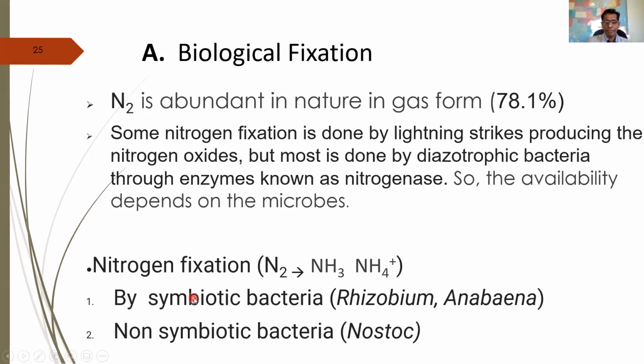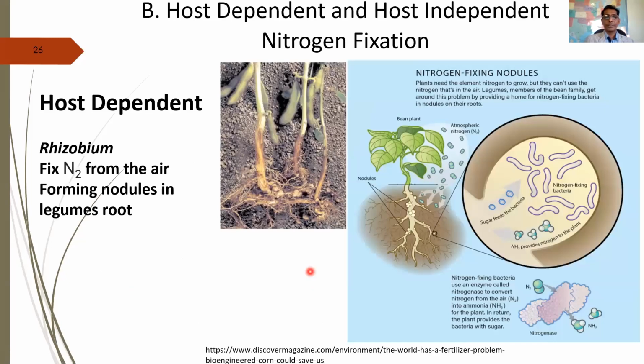Firstly, by symbiotic bacteria, Rhizobium and Anabaena, and many more to come. You can see in the example later. And then non-symbiotic bacteria, Nostoc, and mostly cyanobacteria. They are free-living bacteria that can fix nitrogen from the air. So here are some examples that we can take a look at. The host-dependent and host-independent bacteria.